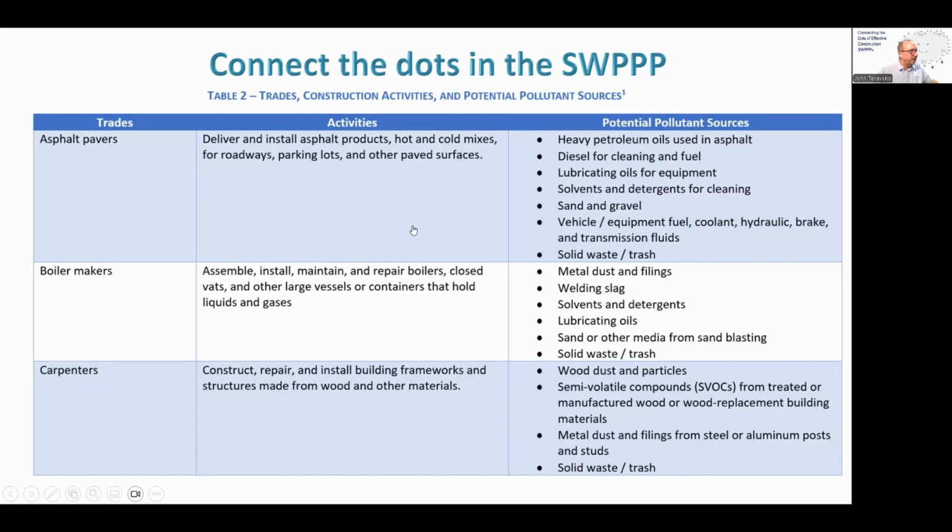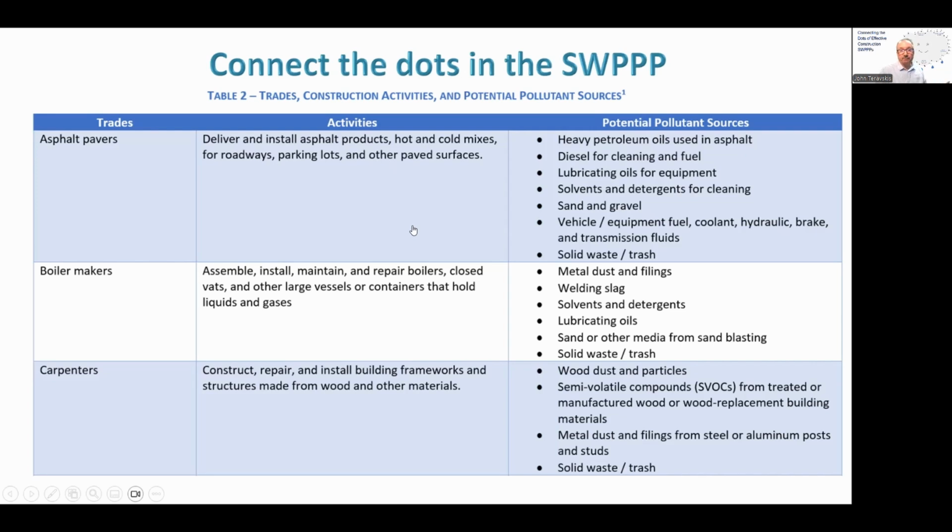So part of connecting the dots is this pollutant source assessment where we're listing out the trades, but then we're taking a look at, okay, but what do they do? Do you even know what they do? Like carpenters, what are carpenters doing? Well, they're using wood, right? And if they're using wood products, then what kind of pollutants are associated with that? So obviously they're cutting wood, there's dust, there's particulate. If they're using treated wood, then there might be semi-volatile organics in that or metals. If they're cutting steel studs, aluminum studs, then there's going to be metal dust and filings. Of course, there's solid waste and trash with everyone.